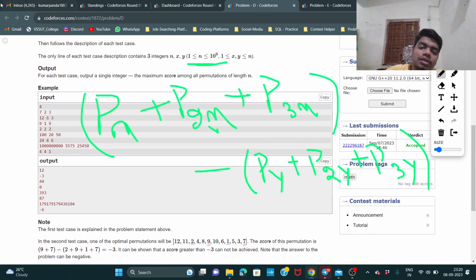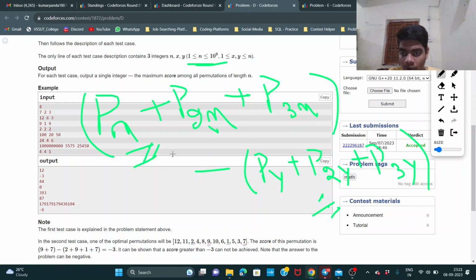Now see, we just have to maximize our sum. To maximize our sum, we have to maximize this part and minimize this part. We have to do parallel things. So how are we going to maximize this part? By putting the maximum numbers in it. And how are we going to minimize this part? By putting the minimum numbers in it. The minimum numbers are 1, 2, 3, 4, and the maximum numbers are n, n minus 1, n minus 2, like that.